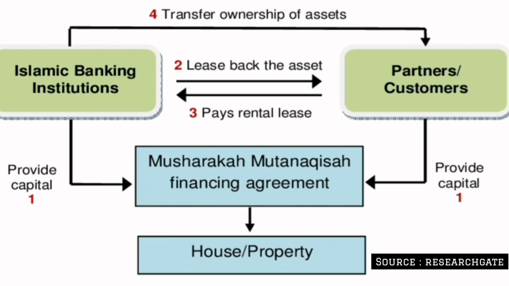In this arrangement, the bank and the buyer enter into a partnership agreement to purchase the house together. The bank provides a portion of the funds for the purchase, while the buyer provides the remaining amount. The house is then shared between the bank and the buyer, with the bank owning a portion of the house that corresponds to its investment.